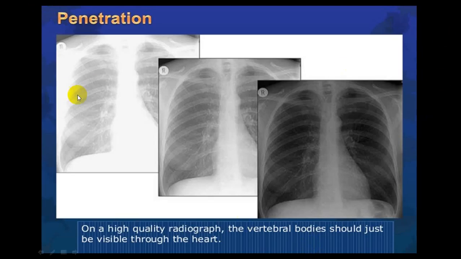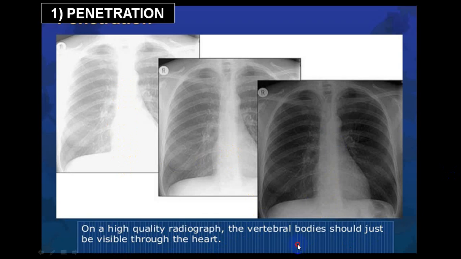In penetration, when it is over penetrated or under penetrated, you will have different patterns of an X-ray. Same person with different energy of X-ray beams, you can see the three different qualities: under penetration, over penetration, etc. On a high quality radiograph, the vertebral body should be just visible through the heart. So this is the best X-ray you can see. Here I can't see the vertebral bodies. Here I see them a little more prominent. So you try to get the best X-ray by choosing the proper penetration.